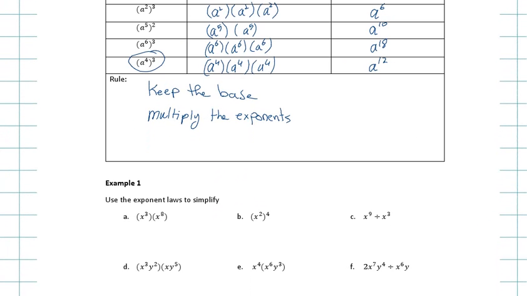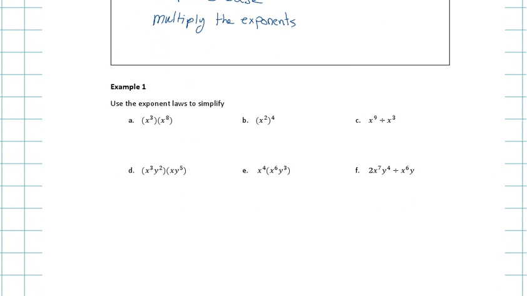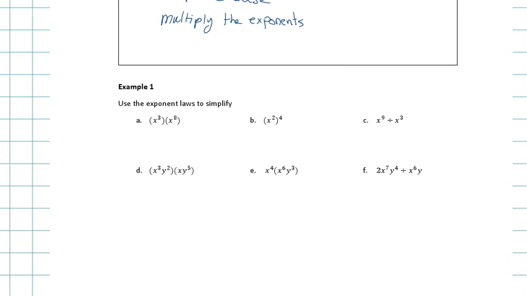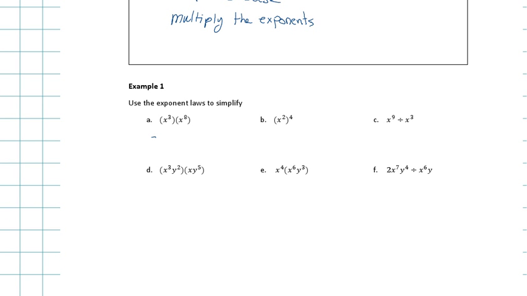Okay, so what would be the answer for the first one? x to the power of 3 plus 8, which is x to the power of 11. How about for the second one? x squared to the power of 4. x to the power of 8, because I have an exponent to an exponent, so I have to multiply them. So I get x to the power of 8.